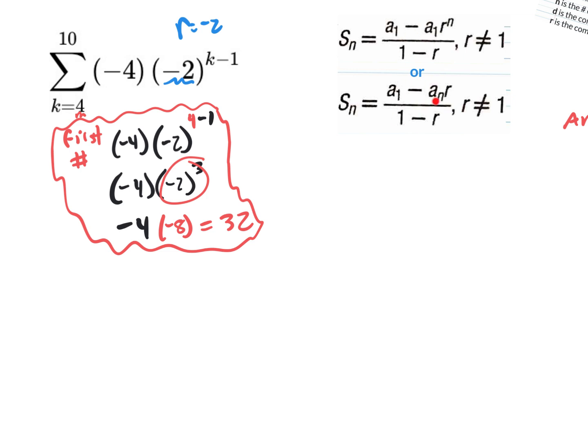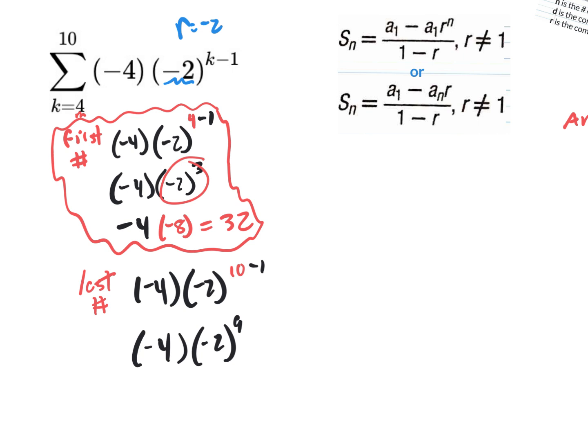If you wanted to use the bottom one, you already know a sub 1, we said it was 32. You'd have to find a sub n. How would you find a sub n? Well, the first number was plugging in this first number, and then for the second term, you'd have to plug in the number 5. The third term, plug in the number 6 and 7. And then until you get to 10, that'd be your last term. So to find your last number, you'd be plugging in -4, -2, and you'd be plugging in that 10 value, 10 take away 1. So doing the math right here, you'd have -2 to the 9th power times that -4.